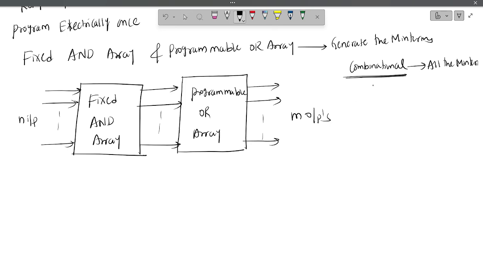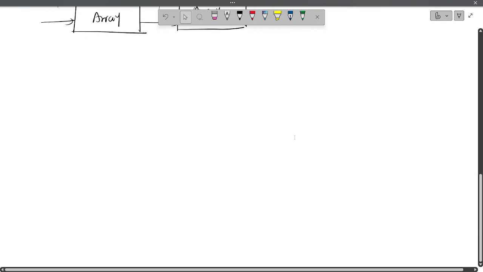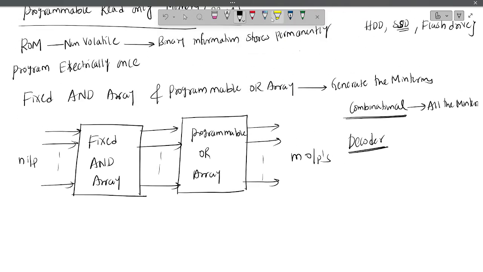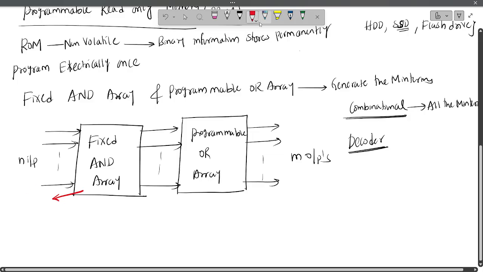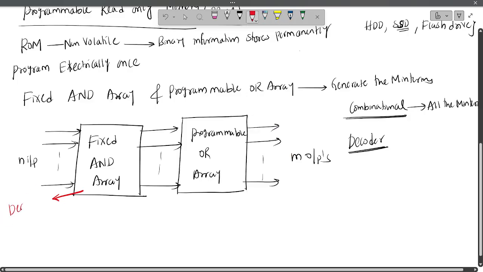Yes, decoder. By using a decoder, we can generate all the minterms. So for the fixed AND array, you are using a decoder circuit.